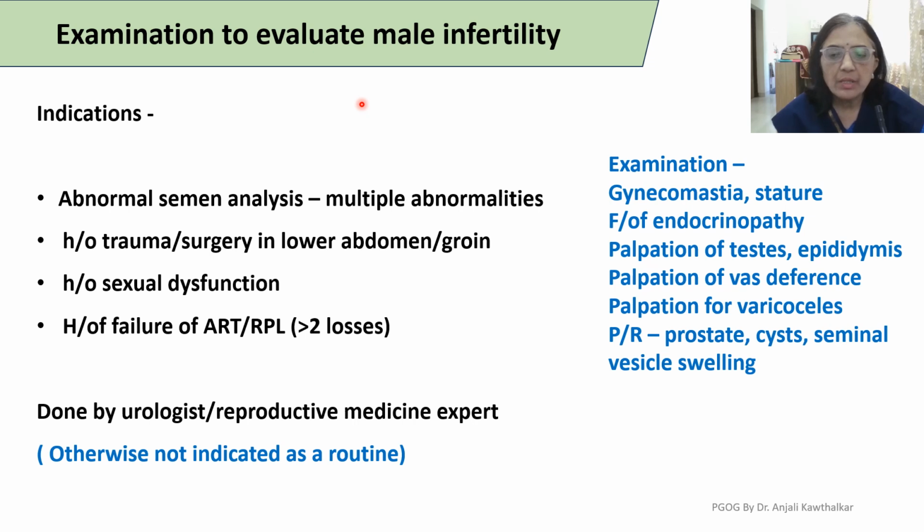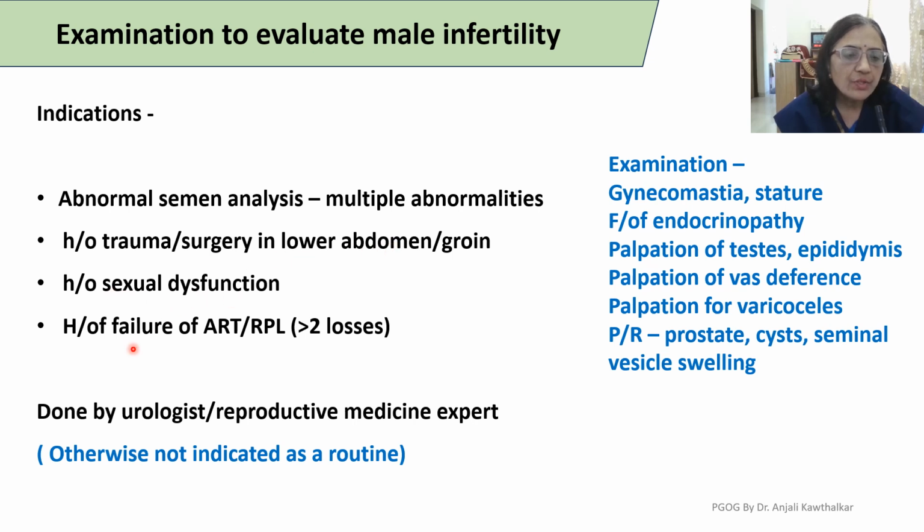Once we take the history and do the semen analysis, we decide whether to go ahead with examination of the male partner. There are specific indications to examine and evaluate male infertility. If there is an abnormal semen analysis, especially with multiple abnormalities, it is an indication for a thorough examination of the male partner. If there is a history of trauma or surgery in the lower abdomen or groin area, then it is an indication to examine the male to know the cause of infertility.